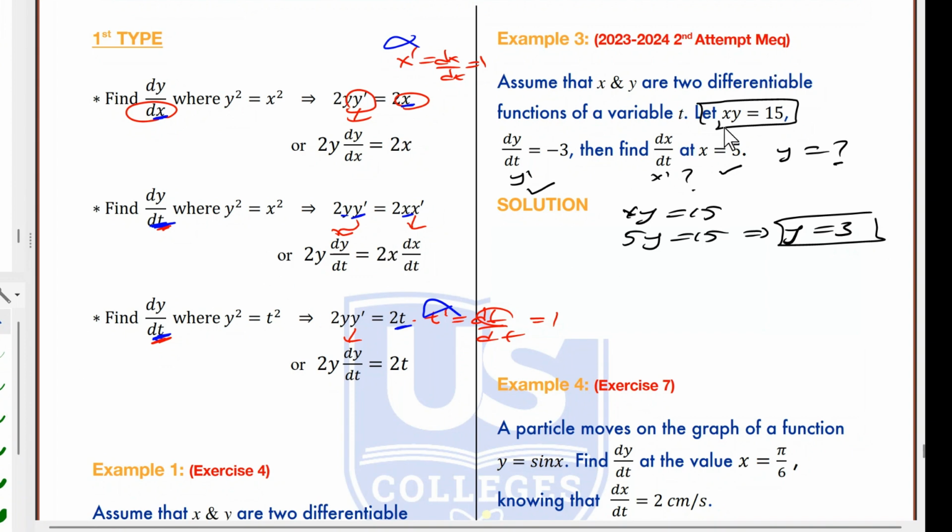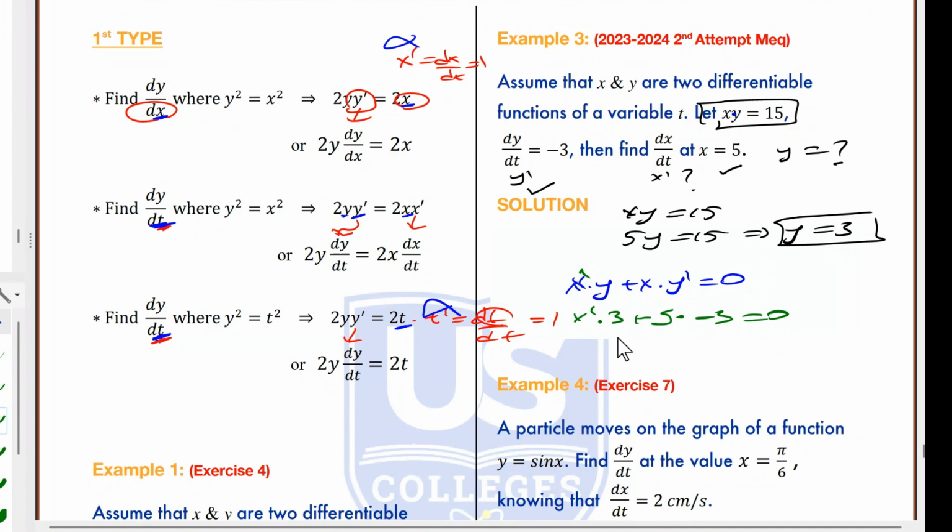Let's solve it. Let's differentiate this product. Derivative of first, x prime, times second, plus first times derivative of second equals 0. So let's substitute the given. x prime is unknown, we don't know. y is, we found it as 3, plus x, it's given as 5, times y prime is given as negative 3, equals 0. See, we got everything necessary to solve this question. There's just one unknown, which is x prime.